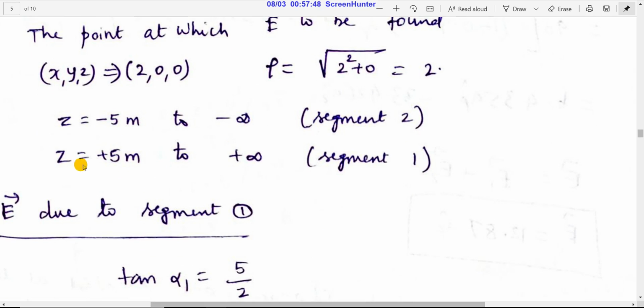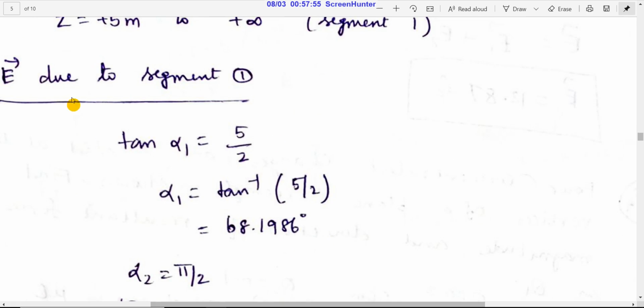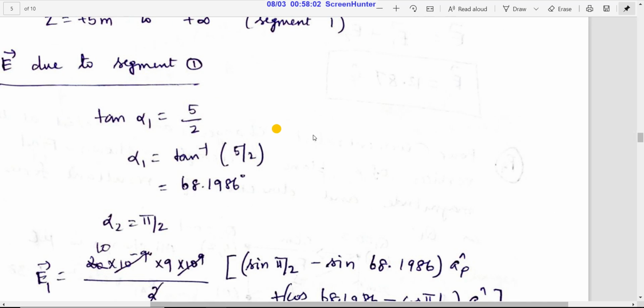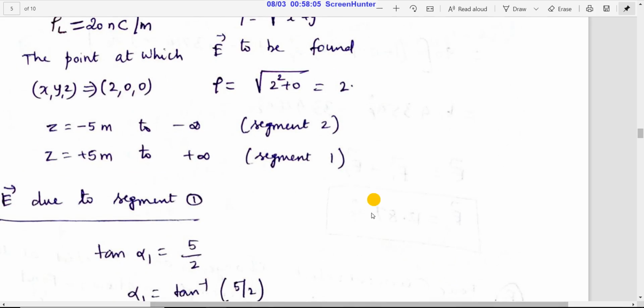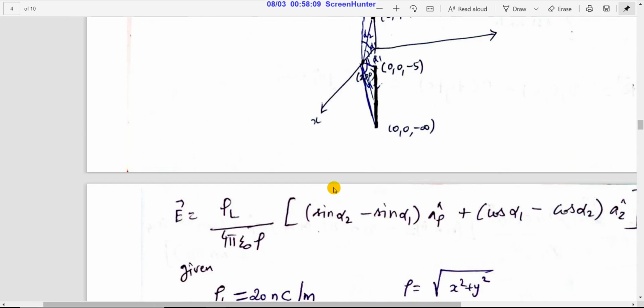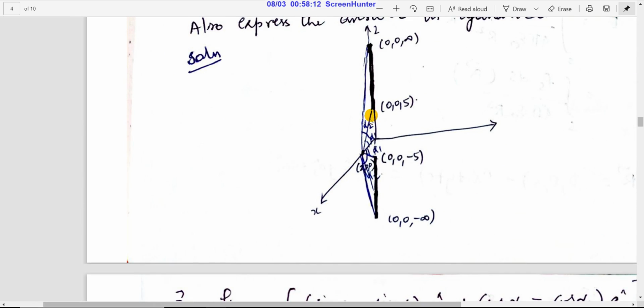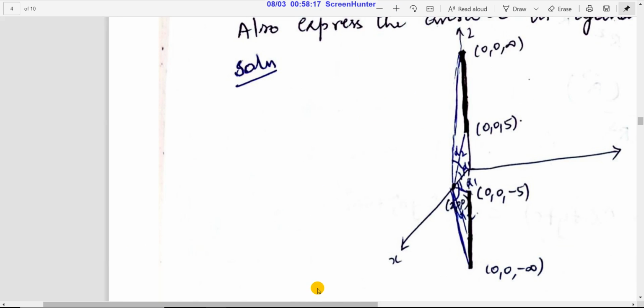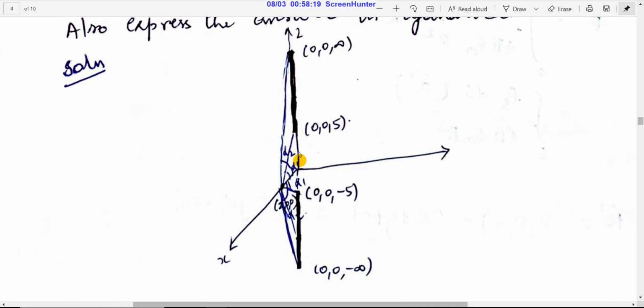Segment 1 is from plus 5 to plus infinity, segment 2 is from minus 5 to minus infinity. So E vector due to this segment 1 can be found out like this. Just notice this diagram. Alpha 1 is this particular triangle. This triangle is going to be the alpha 1.